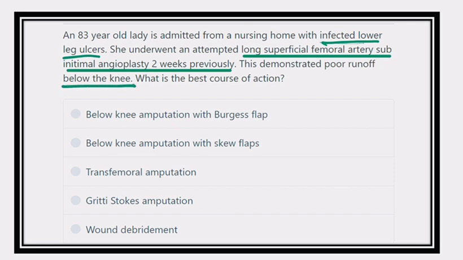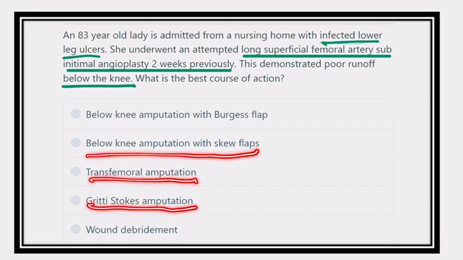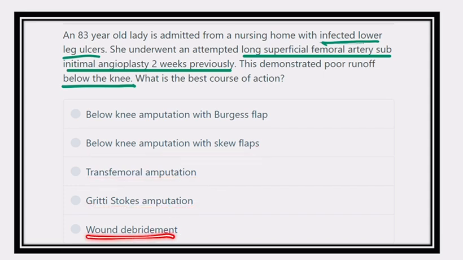Here are the options: below knee amputation, below knee amputation with Burgess flap, below knee amputation with ischial flaps, transfemoral amputation, Gritti-Stokes amputation, and wound debridement. So what would be the management?